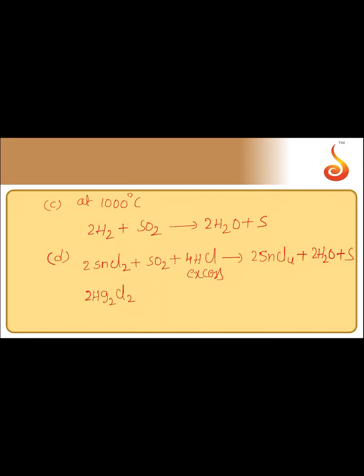Hg2Cl2 is oxidized by SO2 in presence of excess of HCl. Hg2Cl2 is oxidized to HgCl2, HgCl2 plus 2H2O plus S. These are some important oxidizing properties of sulfur dioxide.